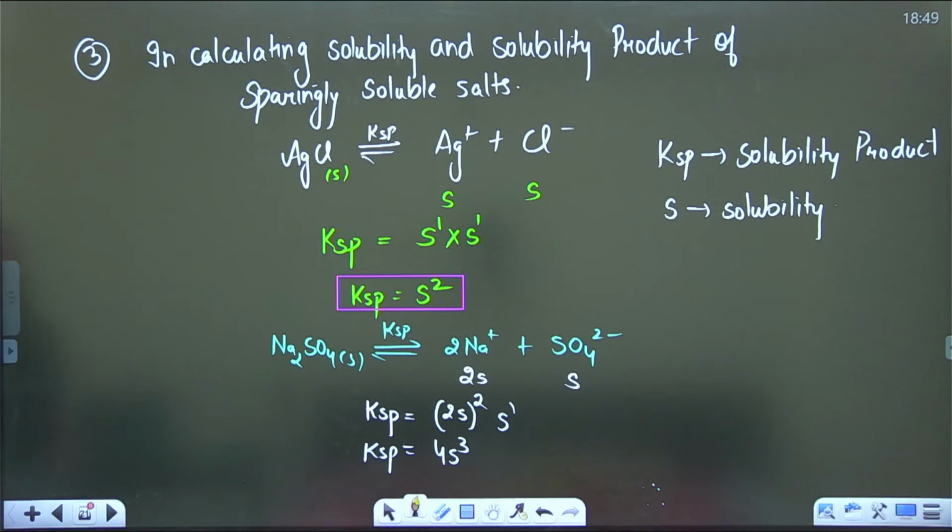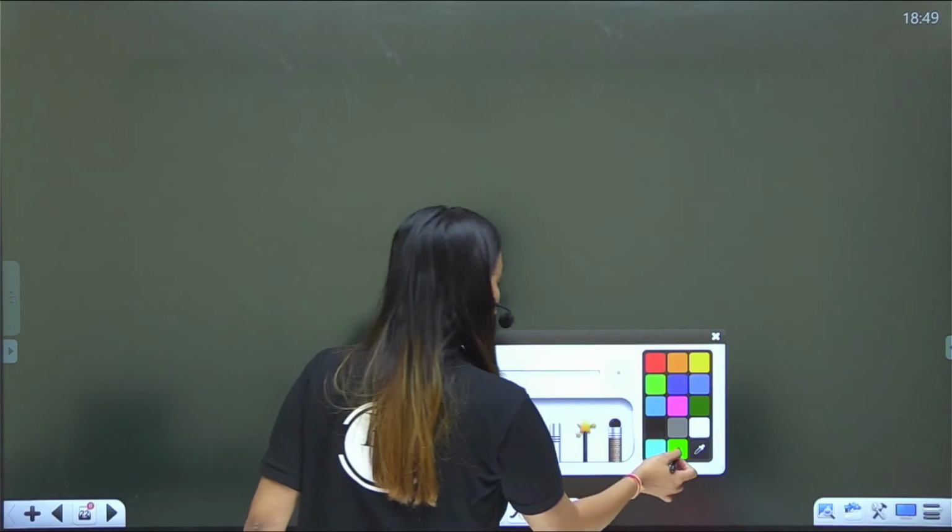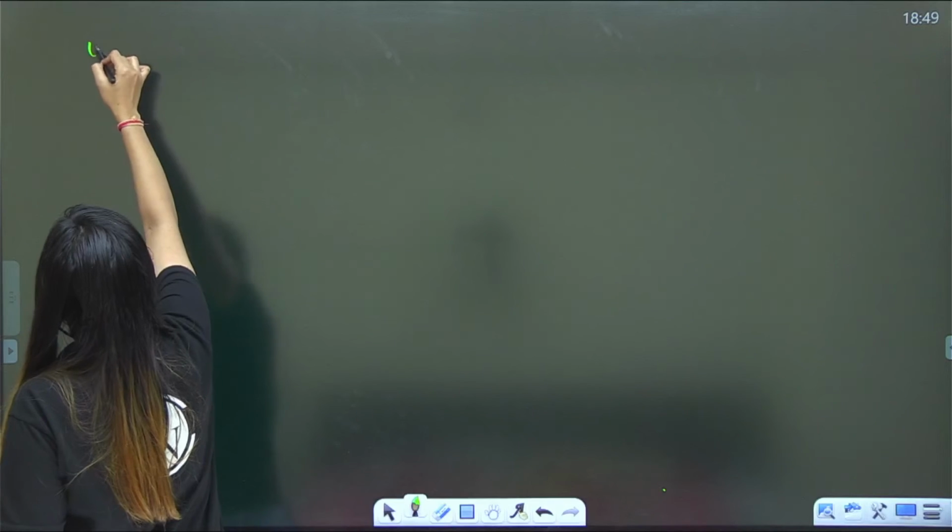I hope you've written it. Now let's move forward, my dear students. Let's understand the fourth and the last application, which is of the most importance.